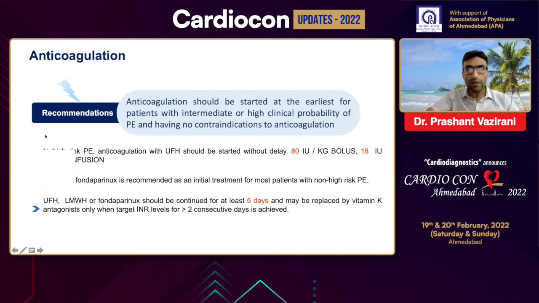And when should you begin your anticoagulation? As soon as possible. You all know the 80 and 18 which we follow: 80 units per kg bolus and 18 units per kg per hour infusion of the unfractionated heparin, and it should be continued for at least 5 days. If you are going to use a vitamin K antagonist, then your target INR should be more than 2, or if NOAC, then as soon as possible you can just start your NOAC after your infusion.